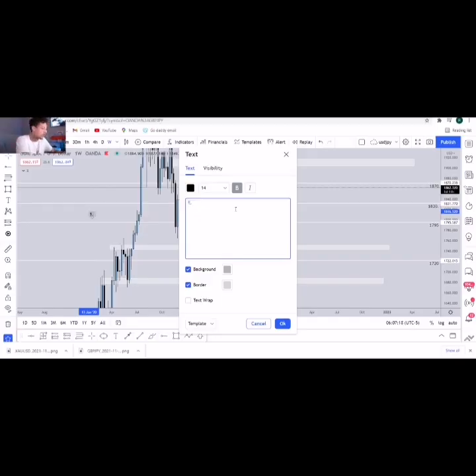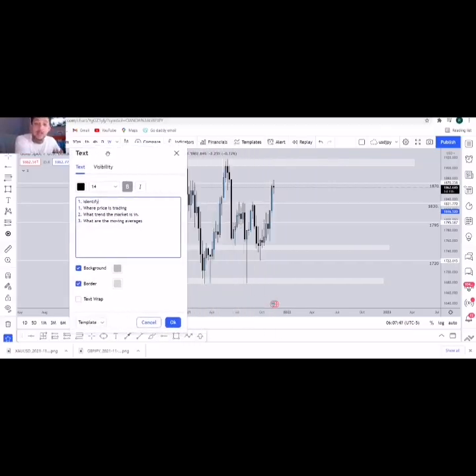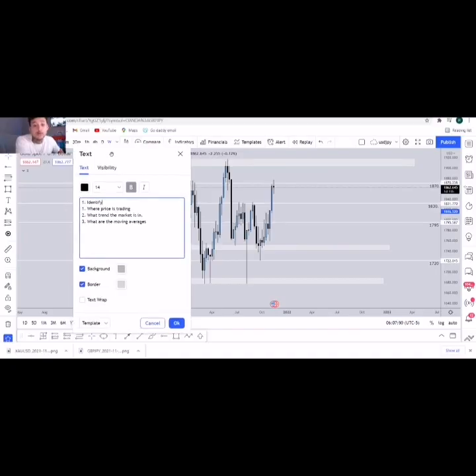So one, we're going to identify. And what I mean by identify is we're going to identify where price is trading, what trend the market is in, and you're going to ask yourselves, what are the moving averages? You're going to ask yourselves where price is trading. Are we trading at a level of resistance? Are we trading at a level of support? What do the previous candlesticks look like? So you can even add that.